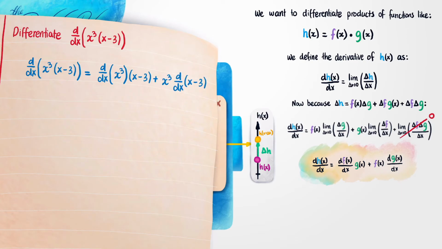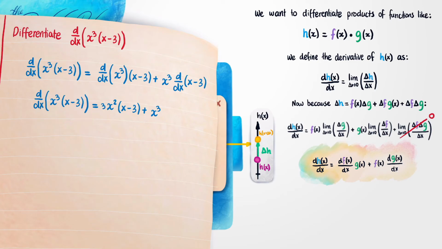So now that we've actually applied the product rule, it's reasonably easy to differentiate these two functions. This first function differentiates to 3x squared, and this second function over here just differentiates to 1, because it's just a straight line with a gradient of 1. And now, easy as that, we've found the derivative. The derivative of x cubed times x minus 3 is just 3x squared times x minus 3 plus x cubed. Now, if we wanted to, we could expand and simplify this, but I'm not really going to bother with that. I just want to show you how to find the derivatives.